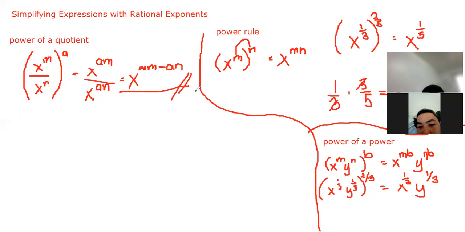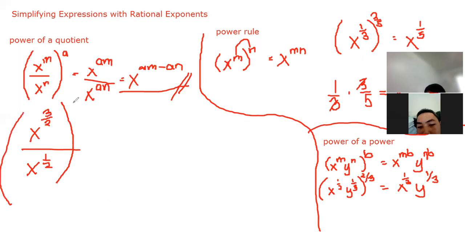So, I will give an example. Halimbawa, we have x raised to 3 over 2 over x raised to 1 half. Okay? Then, yung dalawang to, naka-raise pa sila kay 2 fifth. So, equal natin. Una nating x. So, 3 over 2 times, kasi ita-times natin yun, diba? Then, times 2 over 5. So, cancel natin 2, cancel natin 2. 3 over 5 ang matitira. So, meron tayo sa numerator na 3 over 5.